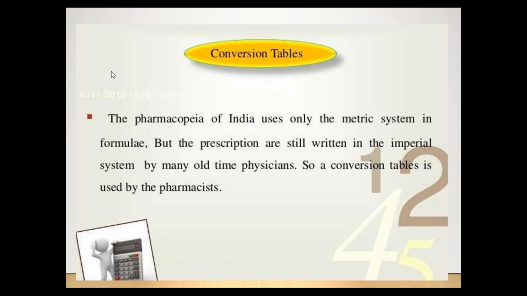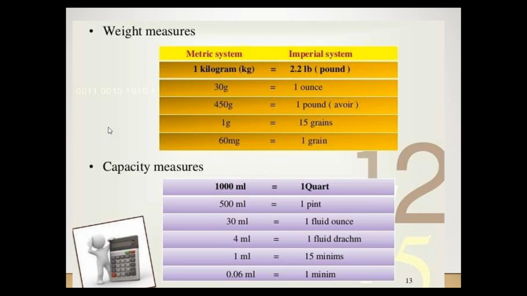Next, moving on to the conversion tables. In the Indian Pharmacopoeia, we have only the metric system. They do not use the imperial system. But as I mentioned previously, prescriptions are still written by many old-time physicians, not the new generation. Very old physicians would still say you should take 1 grain, or 1 ounce of syrup. So for that purpose, this conversion table is used by the pharmacist. We are going to compare both metric and imperial systems, and convert from metric to imperial.